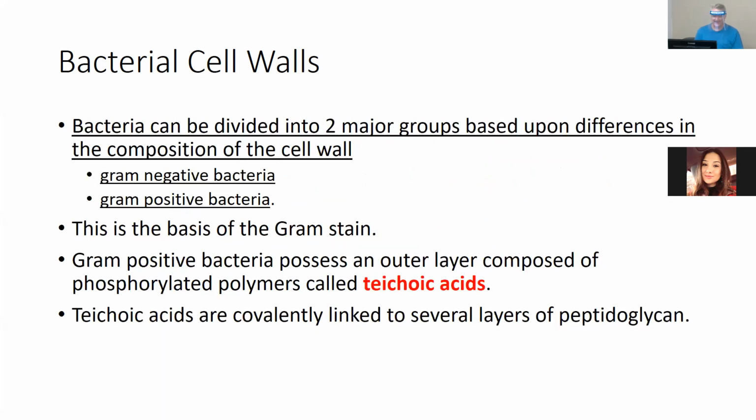So we divide our bacteria into two major groups, gram positive and gram negative. You're going to start that today. And the basis of the gram stain is how we determine it. Gram positives have something that the gram negatives do not. What's the difference between the gram positive and the gram negative organism? Back to intro.